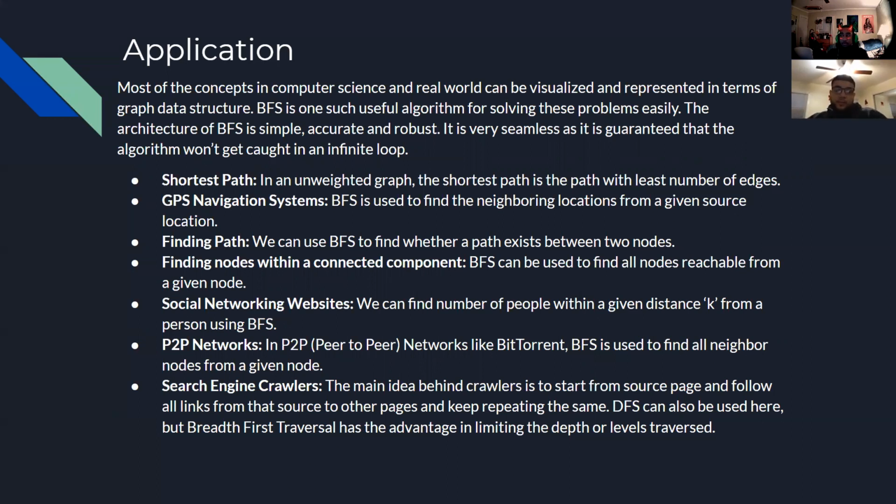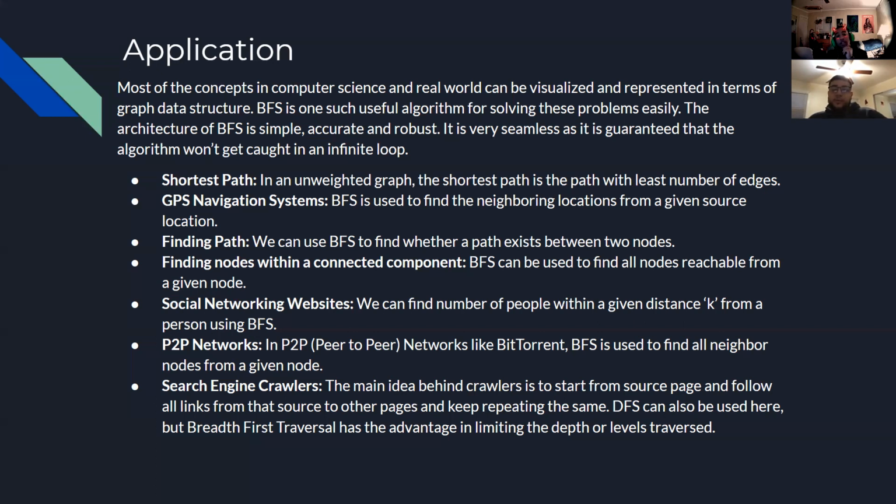These are just some of the applications we have in the real world, such as shortest path in an unweighted graph. The shortest path is the path with the least number of edges, like our GPS, which we use in our phones to navigate through traffic. In a GPS navigation system, breadth first search is used to find the neighboring locations from a given source location. And we have finding a path. We can use BFS to find whether a path exists between two nodes. Finding nodes within a connected component: breadth first search can be used to find all nodes reachable from a given node.